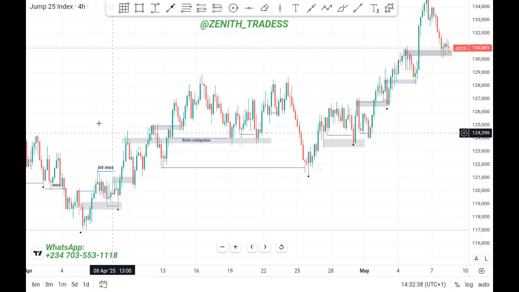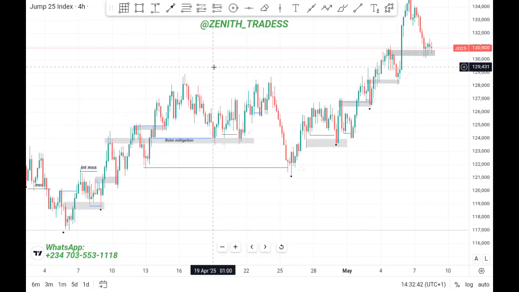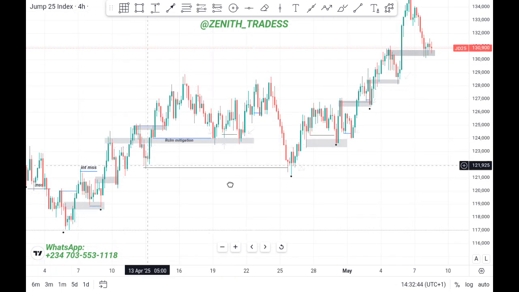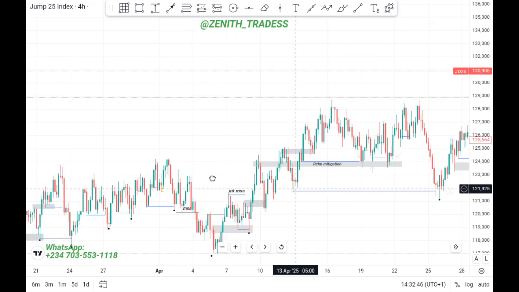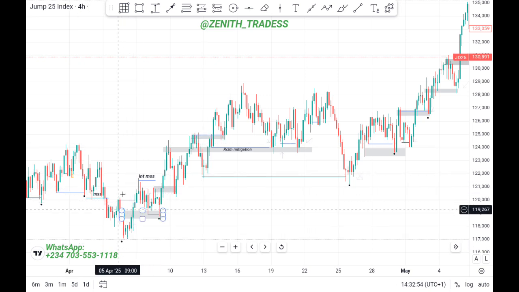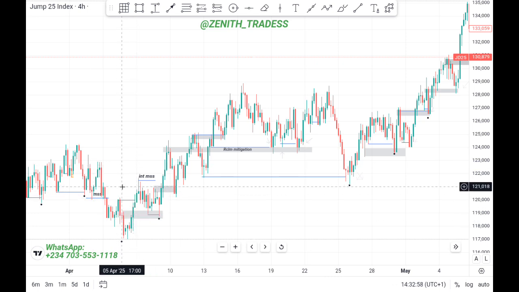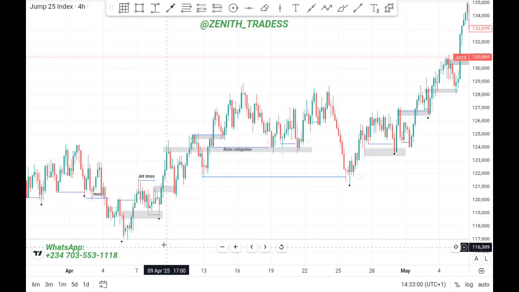a change in direction from this current move? Okay, there is an internal market structure shift happening here. You know, price turned bearish before it turned bullish. So once price took out this high from this bearish trend, we anticipate that it's going to take out this high to continue with the bearish trend. But what happened? It did not.